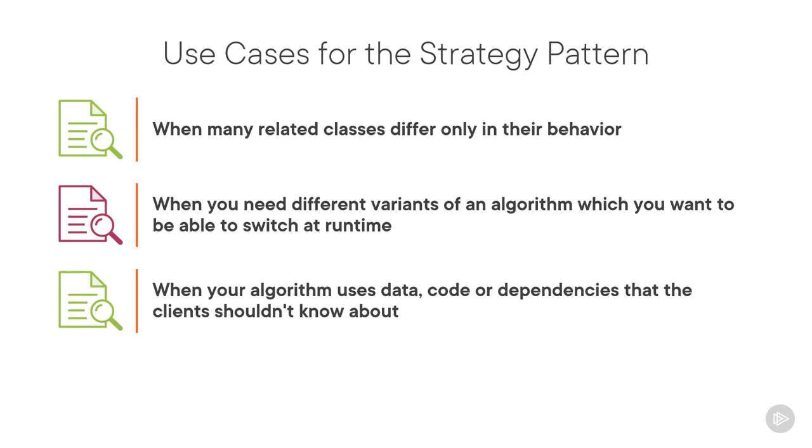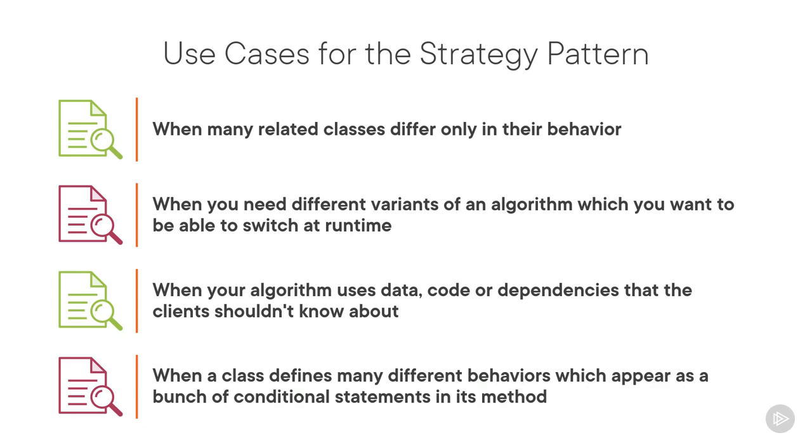Another good use case is when your algorithm uses data, code, or dependencies that the clients shouldn't know about. Imagine that exporting to, say, a proprietary format needs some additional configuration or properties. The clients don't need to know about this or be allowed to change it. When they're working on an interface, they don't know about these. They only know about the export method existing.